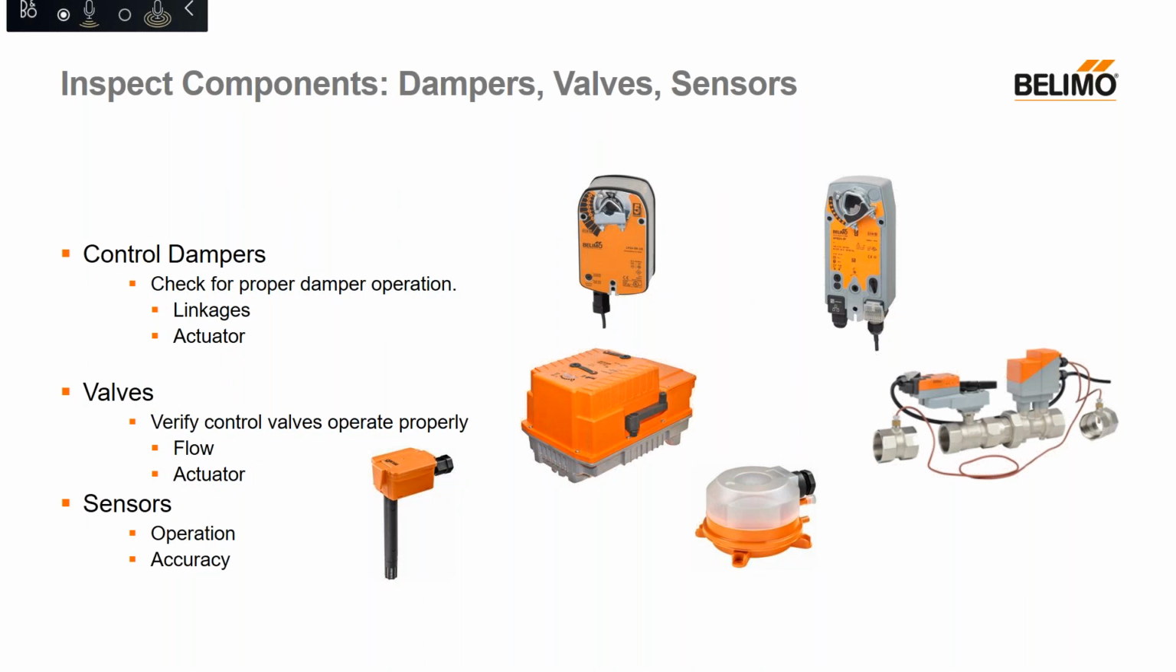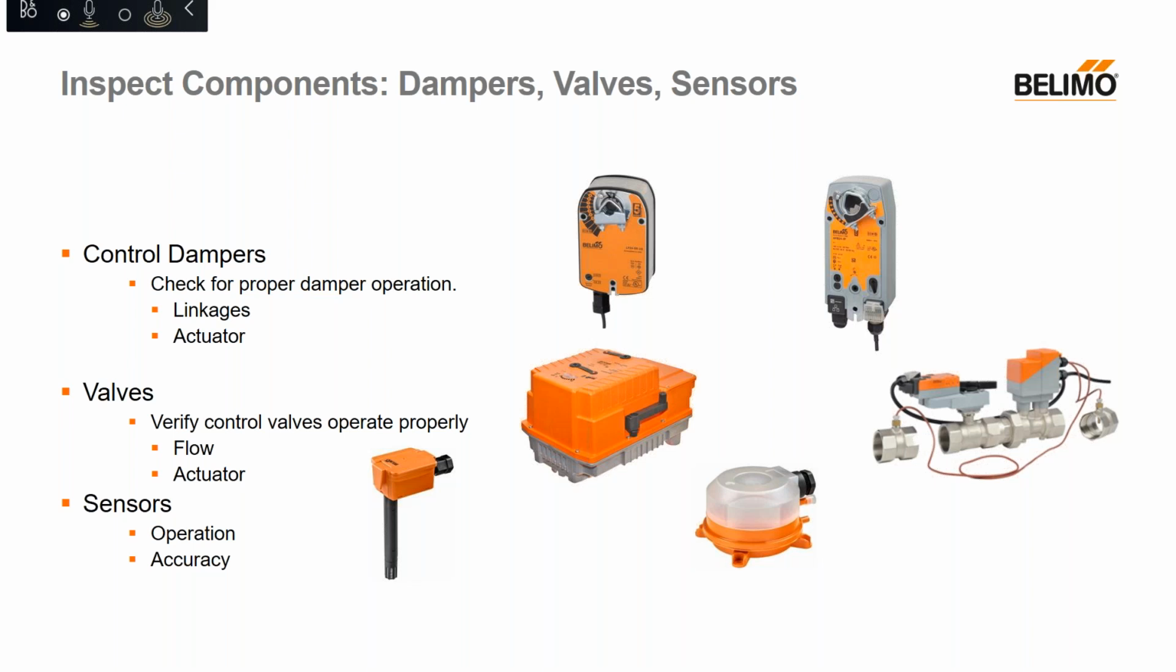Before getting to equipment, the guidelines advise to look at your components. Components can include dampers, valves, and sensors. We saw that for rooftop units, it was important to check for proper damper operation. You'll want to verify that the damper is opening and closing properly without any obstructions. Check for broken linkages and verify your actuator. For control valves, you'll want to verify the operation of them as well.